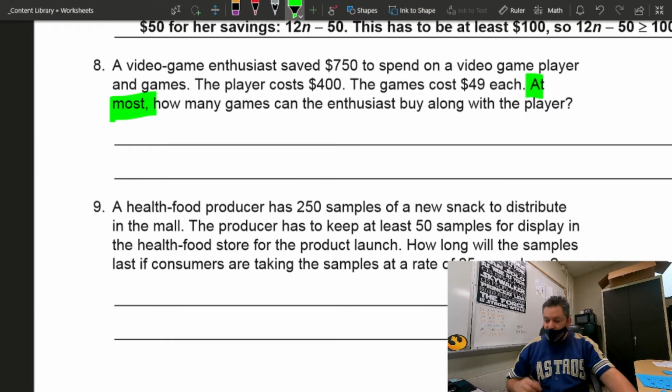At most, right? $750. So we're gonna put that in there. At most. Can he spend $751? No. Can he spend $600? Yes. Can he spend $400? Yes. $200? Yes. So at most.